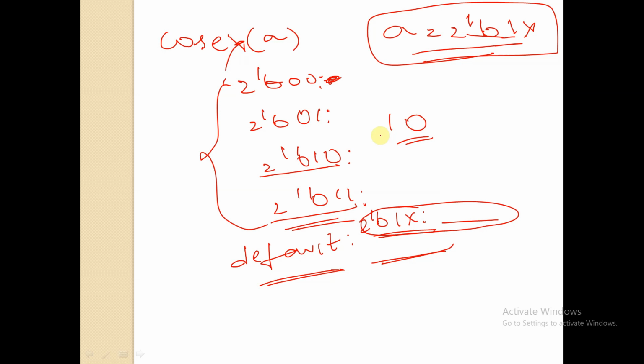We are specifically mentioning the value of A is equal to 2'b11. So it will go to default. I think X is like 0 or 1. It can be 0 or 1.